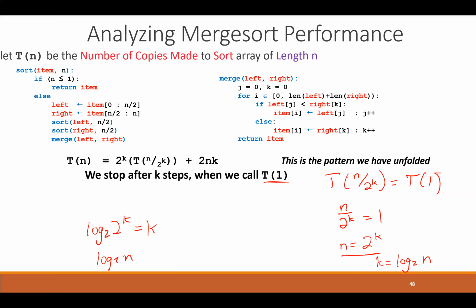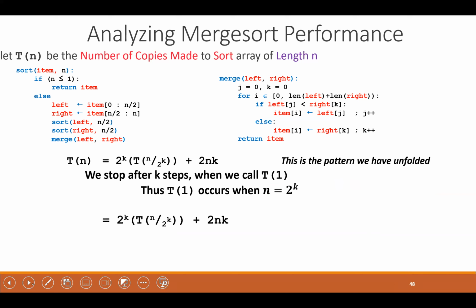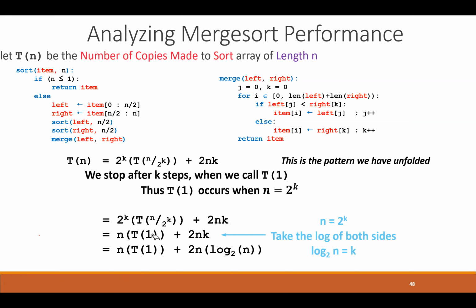All right, questions? This is tough. We'll do an easier example after this. So now, when n is equal to 2 to the power k, we get T(1) here, and we get 2nk here, and we take the log of both sides. These are the steps we just did. So I have n times T(1) plus 2n times log base 2 of n.